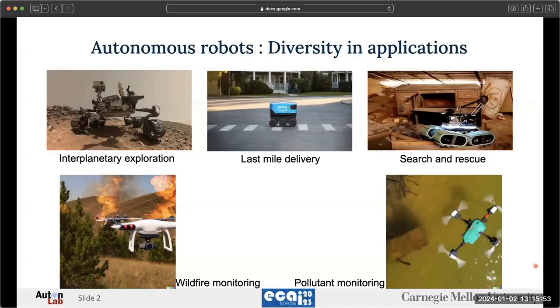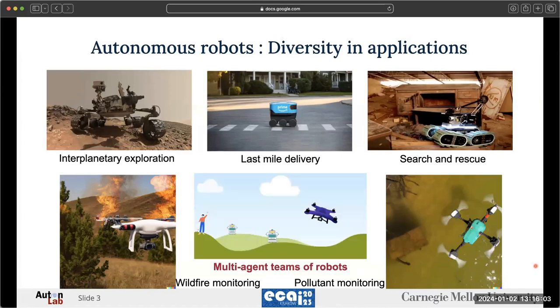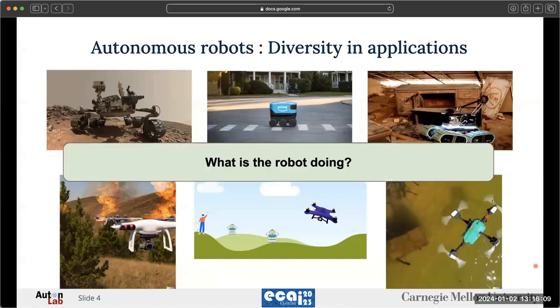Autonomous robots have diverse applications ranging from rovers for the Mars mission to delivery robots, search and rescue operations, and even environment monitoring. These use cases typically deploy a multi-agent team of robots that can together achieve the intended task. If we look closely, in all of these applications, the robots ultimately have to search an unknown or unstructured environment to find their targets or goals.